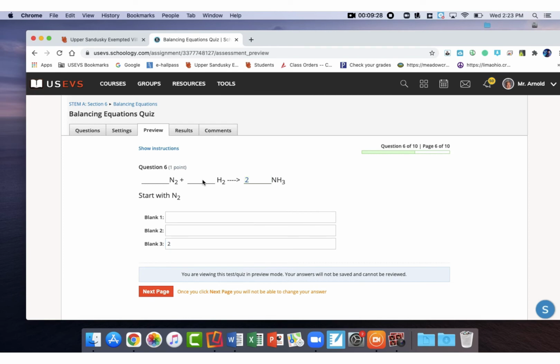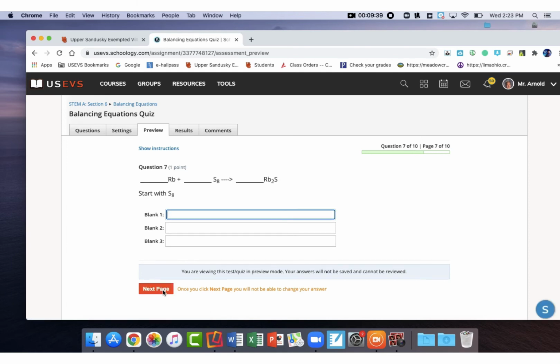And I say, oh my gosh, what times 2 equals 6? And hopefully you're saying to yourself 3. And then I'm back to where I started, so that should be a 1. Next page. Oh my gosh, I did 7 already. I might as well just do them all. Here we go. Hey, we're starting at S8.